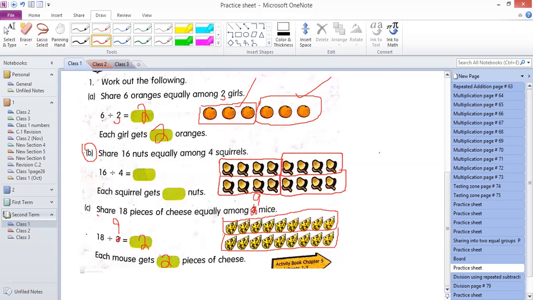4. How do you know? How do you know that the answer is 4? Because the number of groups is 4. Because you made 4 groups. The total groups you made are 4. 1, 2, 3, and 4. You made 4 groups. That's why the answer is 4. Okay?